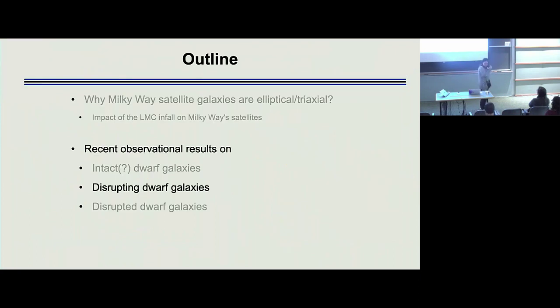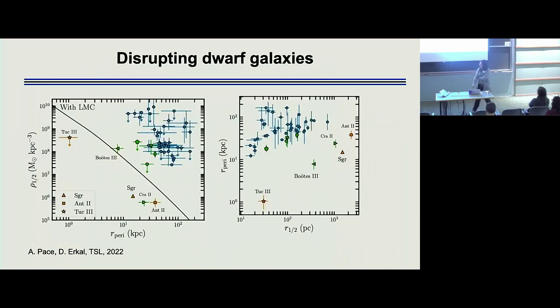Okay, so this is just one example of an intact dwarf galaxy. The next part I want to talk about is disrupting dwarf galaxies. Antlia 2, I would say, is one of those. And there are not just Antlia 2. I highlight 5 of them here: Tucana 3, Bootes 3, Sagittarius, which everyone knows, Crater 2, and Antlia 2.